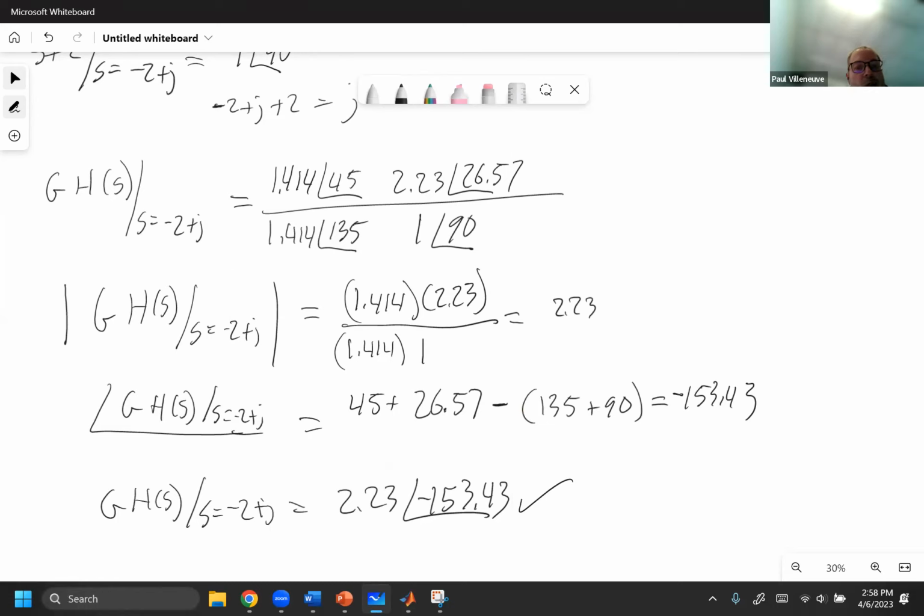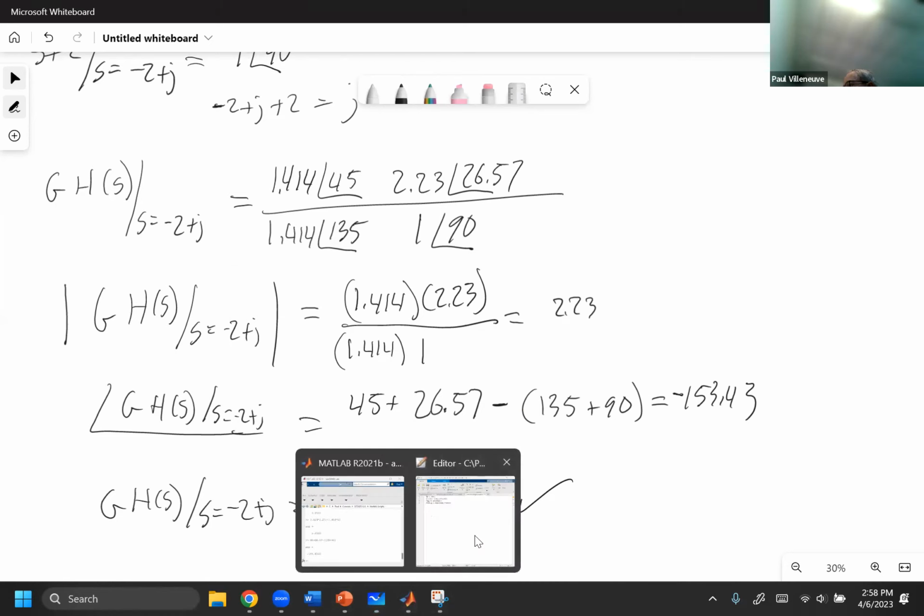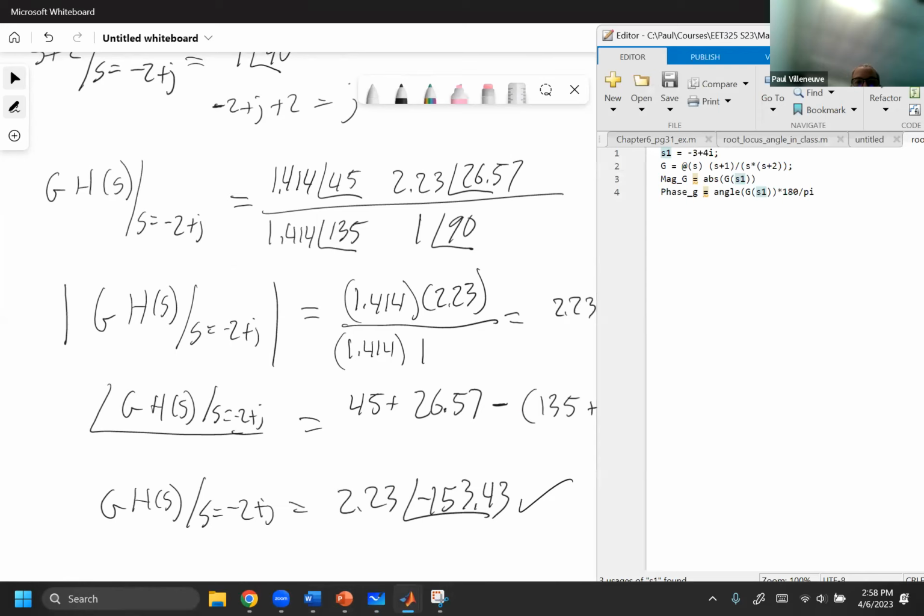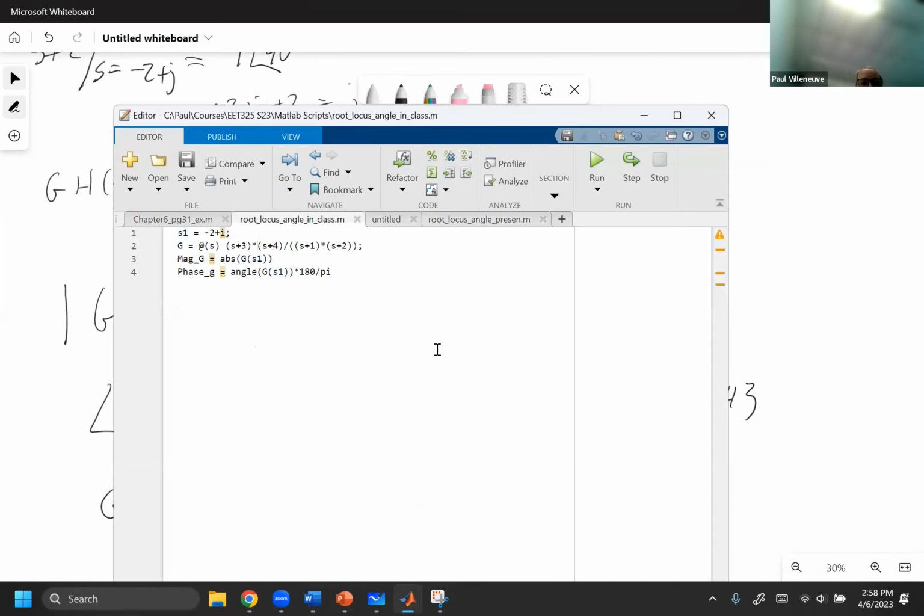So we did it by brute force, the manual way. And I'm assuming Ethan did it with the inline functions. The approach we had: S1, which is our root that we're trying to solve for, -2 plus J. Same thing. Our inline function, S plus 3 times S plus 4, divided by S plus 1 times S plus 4. Then I get the magnitude of our gain, and then the angle of our gain, multiplied by 180 over pi.